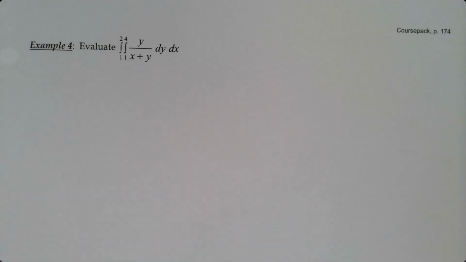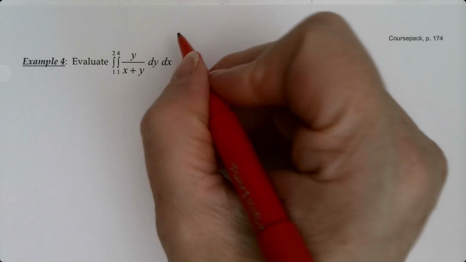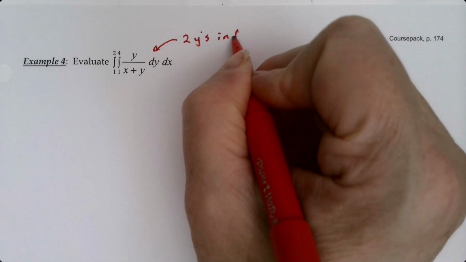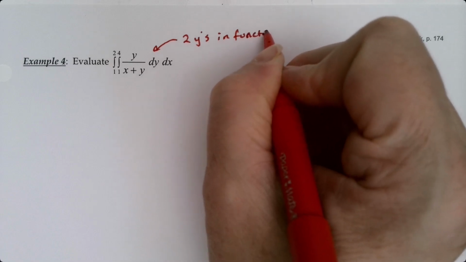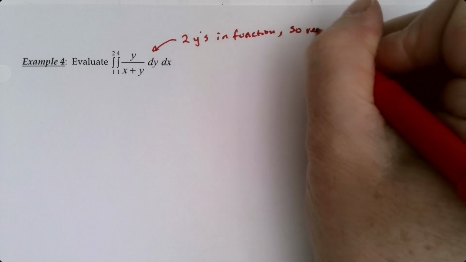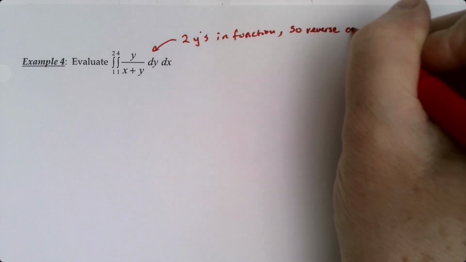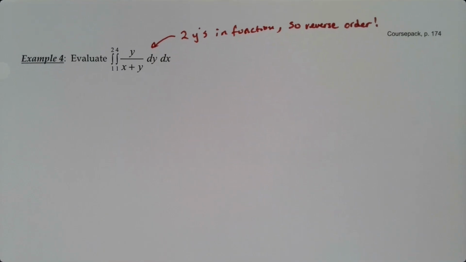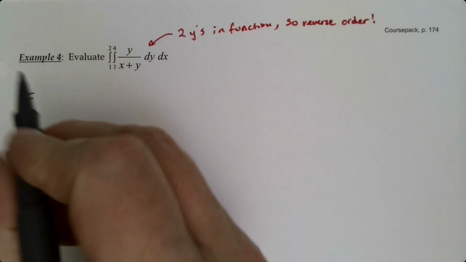So we're going to reverse the order. So I'm going to make a note. There are two y's in the function, so reverse the order. It's not the only consideration, but that's a good one to look at, because you've got to think ahead and think about integrating this thing. Okay, so my first mission is going to be reversing the order.